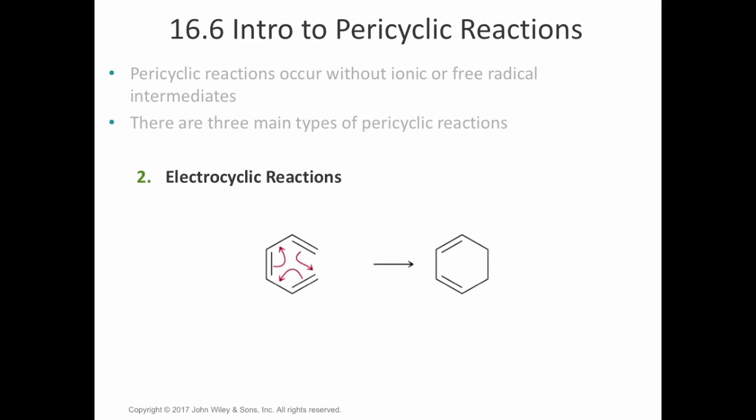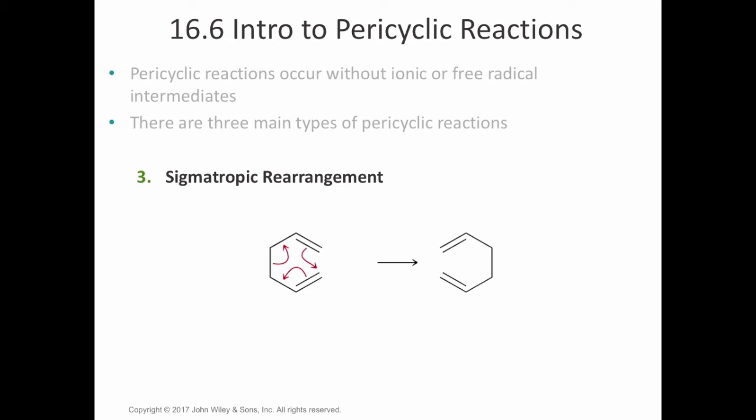The second type is an electrocyclic reaction. In this reaction, you're going to have a reorganization of pi bonds with the loss of one of the pi bonds and a creation of the new sigma bond here. And the final reaction is the sigmatropic rearrangement. In this, you are maintaining the same number of double bonds, but everything is being reorganized. And this sigma bond will break, and you have a new sigma bond forming.